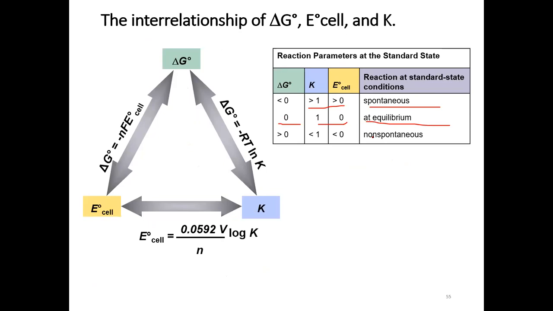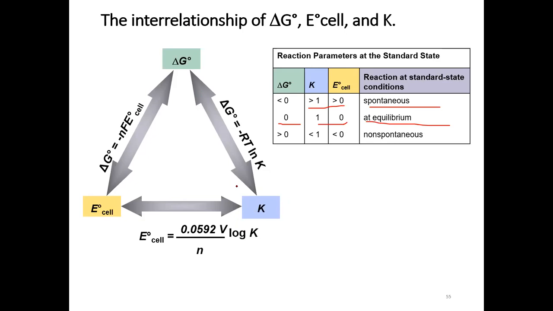When it's non-spontaneous, it's not going to go on its own, then you're going to have a positive delta G value, which means non-spontaneous, which means your E cell is negative, and it means that your K value is also a very small number, less than 1. It means the reaction is not proceeding in that direction. So these are the relationships that we have been looking for. I've been discussing that if we know this, we can calculate that. If we know that, we can calculate this.